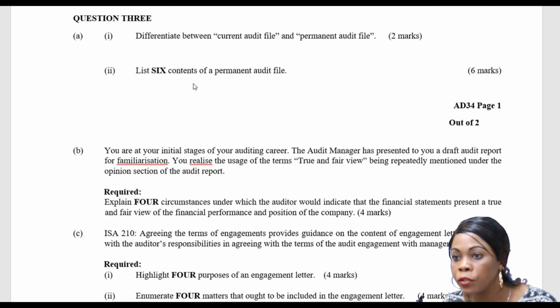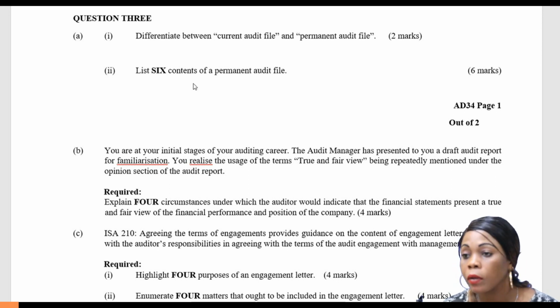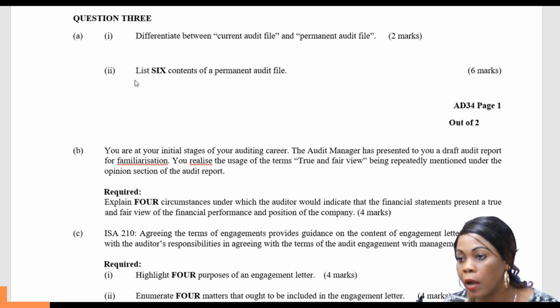Okay, now we can proceed to question number 3. Question number 3, part A, Roman number 1. The question reads, differentiate between current audit file and permanent audit file.